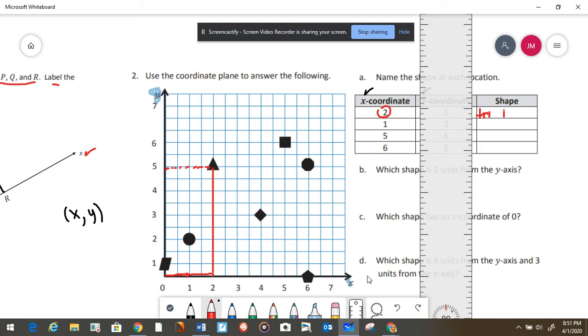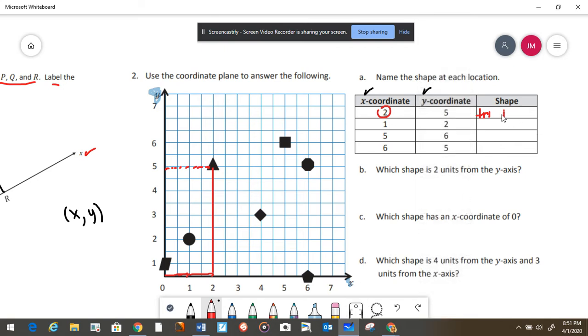Let me get this out. Let me close this. So that will be erase this, and the shape at that particular coordinates will be triangle. Okay. Now let's see what shape will be at the coordinate 1.